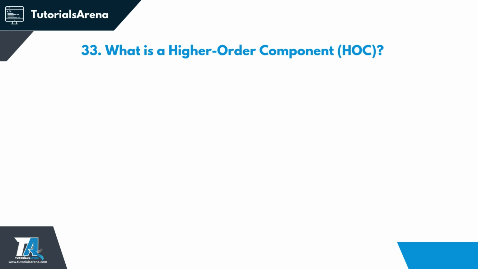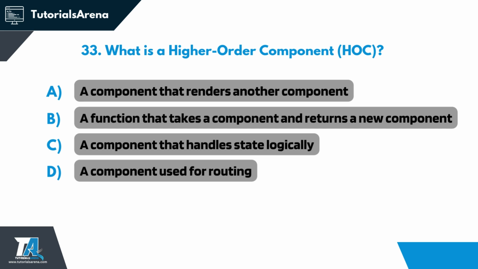Question 33. What is a higher order component, or HOC? The options are option A, a component that renders another component, option B, a function that takes a component and returns a new component, option C, a component that handles state logically, option D, a component used for routing. The correct answer is option B, a function that takes a component and returns a new component. Moving on to the next question.